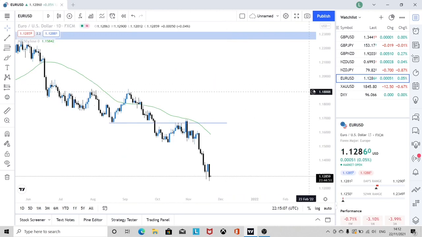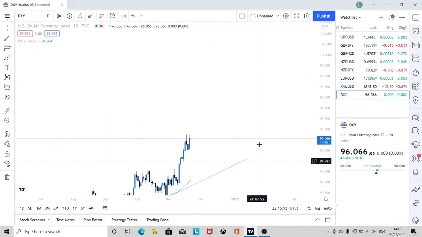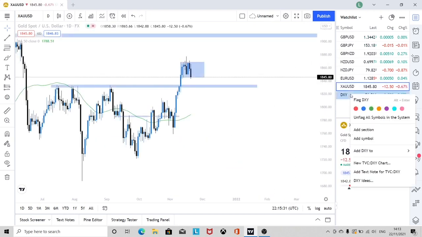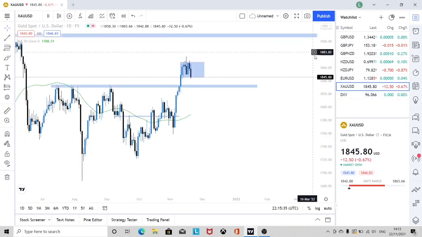Euro USD, chopping downwards still. If we use that in confluence with the DXY, it is still going up, and we don't know when the DXY could be going back down. We will have to wait until FOMC, because that will determine the interest rate, which will determine where the US dollar is going in terms of higher or lower. Gold, although the DXY is going down, gold is just sort of consolidating.